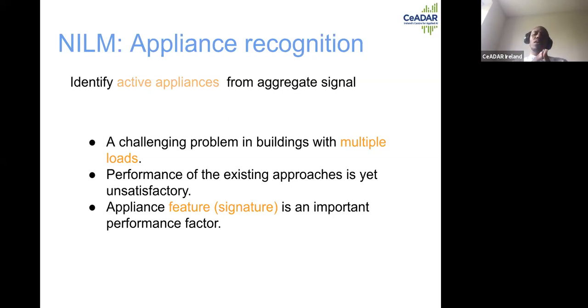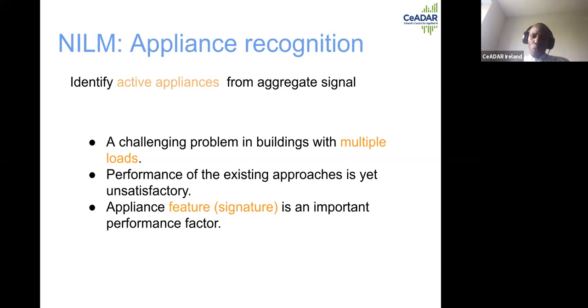And of course, there are different methods which have been proposed for this particular task, but the performance is still not good, so much work needs to be done. Because the appliance classification is done based on electrical features, finding a unique feature which can differentiate one appliance from another is an important performance factor.